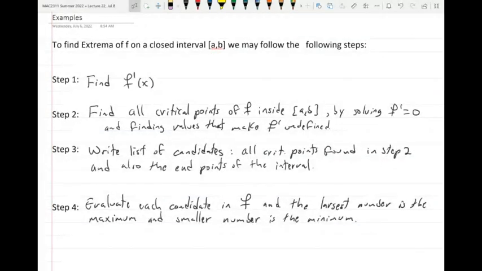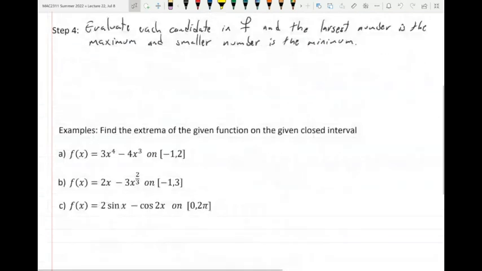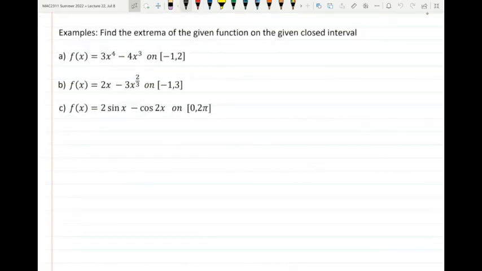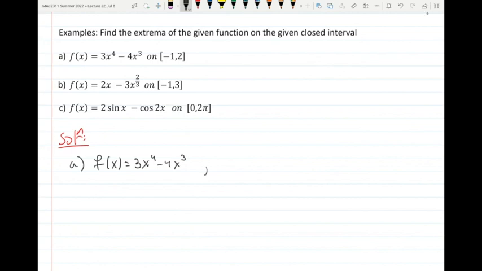It should be pretty straightforward to follow these steps. So let's go ahead and do examples. Here we have some functions, and let's find the extreme values of these functions on the given closed interval. Notice that all of these functions are continuous, so they have a maximum and a minimum on the given interval. So let's find them. All right, so solution. For the first one we have f of x equals 3x to the 4 minus 4x cubed, and the interval is negative 1 comma 2.